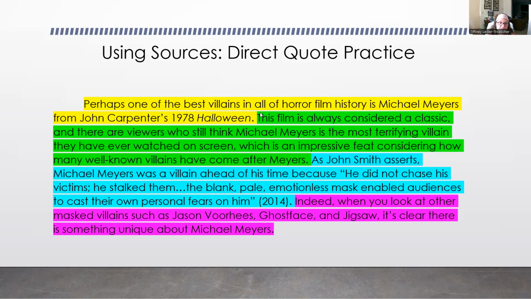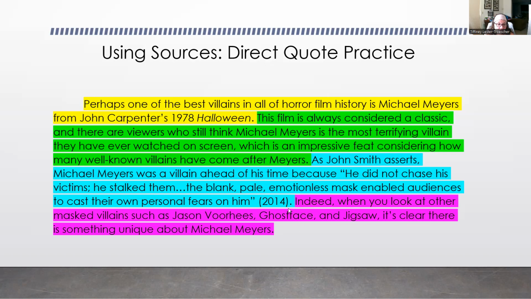So, perhaps one of the best villains in all of horror film history is Michael Myers from John Carpenter's 1978 Halloween. This film is always considered a classic, and there are viewers who still think Michael Myers is the most terrifying villain they have ever watched on screen, which is an impressive feat considering how many well-known villains have come after Myers. As John Smith asserts, Michael Myers was a villain ahead of his time because, quote, he did not chase his victims, he stalked them... The blank, pale, emotionless mask enabled audiences to cast their own personal fears on him. Citation. Indeed, when you look at other masked villains such as Jason Voorhees, Ghostface, and Jigsaw, it's clear there's something unique about Michael Myers.